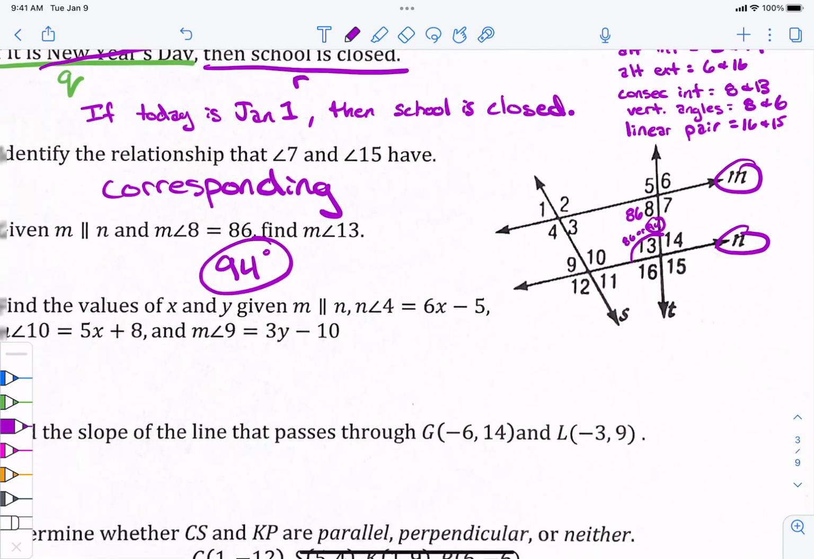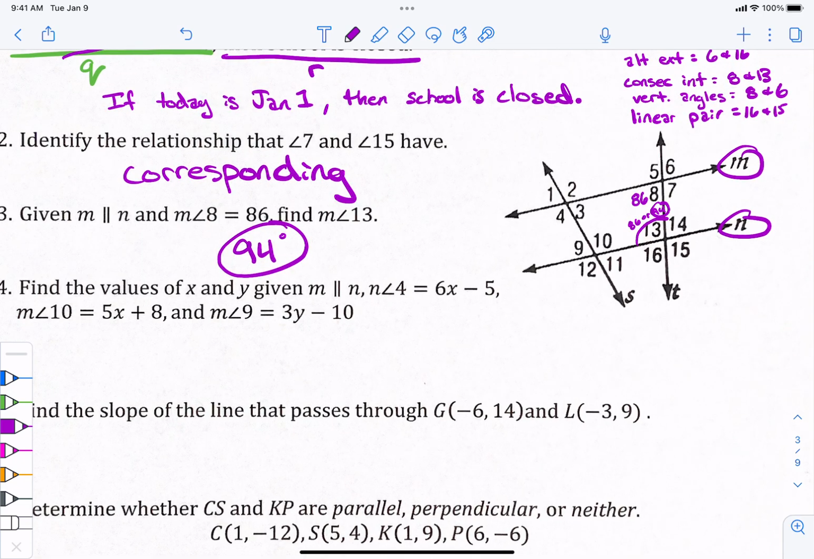Hopefully. Okay? All right. Now we have another one, one more that refers to that problem. It says, given M and N are parallel, so we're assuming that those two are still parallel. Angle 4 is 6x minus 5. Angle 10 is 5x plus 8. And angle 9 is 3y minus 10.